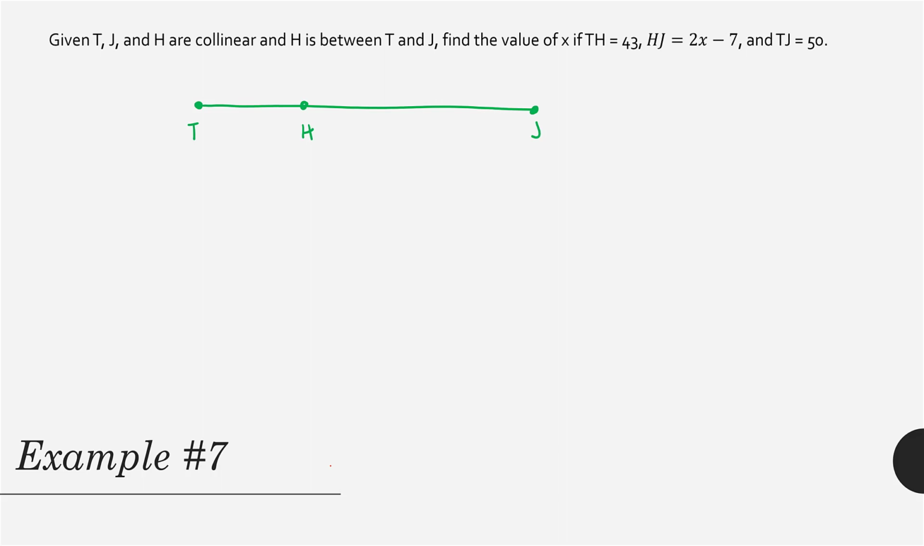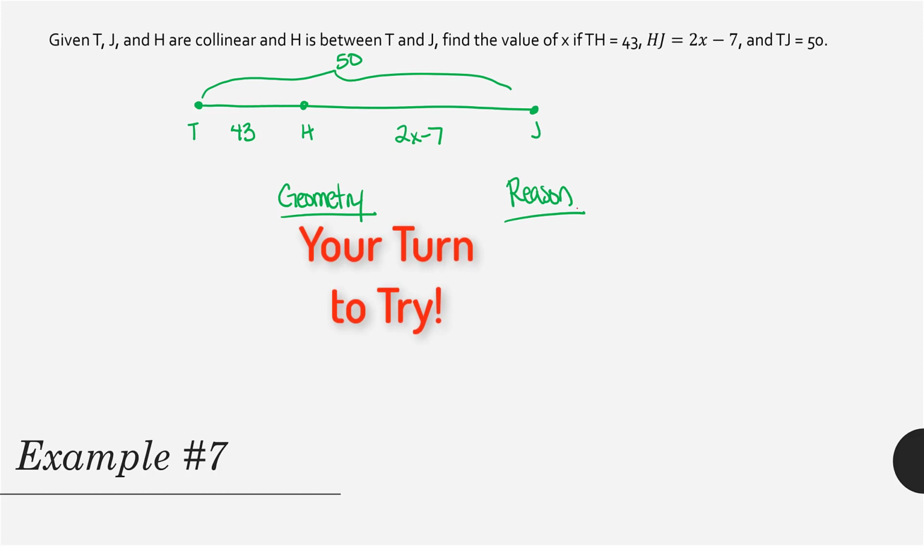Find the value of x if TH is 43, HJ is 2x minus 7, and TJ is 50. Again, I want you to pause this video and I want you to try this entire problem out on your own. So write your geometry and give me a reason for it. Hit pause, try the whole problem, solving for x. Go find that value of x.